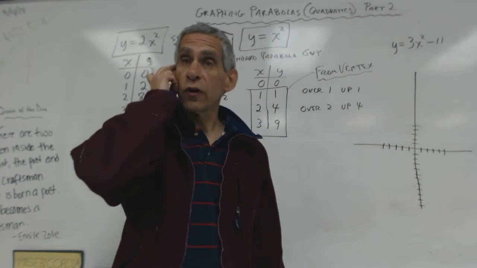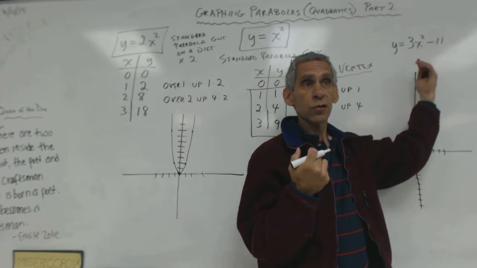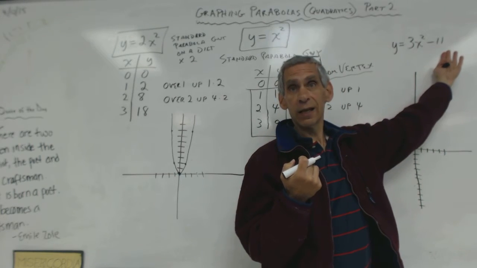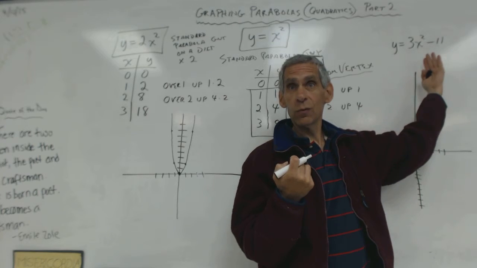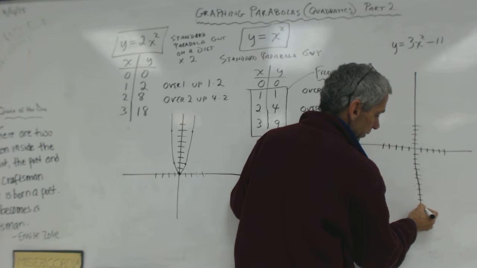Okay, so the first thing I do is I find my vertex. There is no B, so my vertex has to be on the y-axis. There is a C, it's negative 11, and that is going to be where my vertex is, right? So I go down 11, and I put a dot.